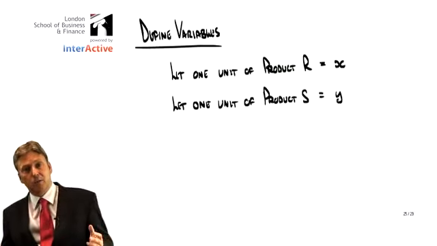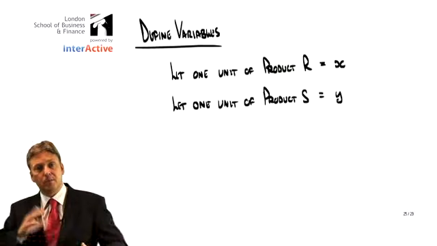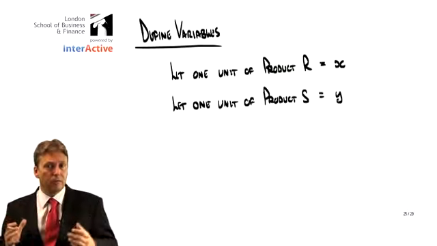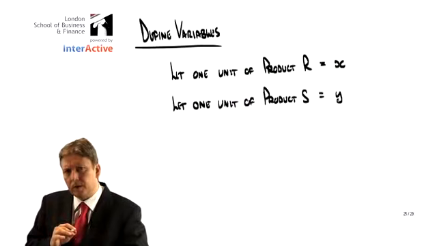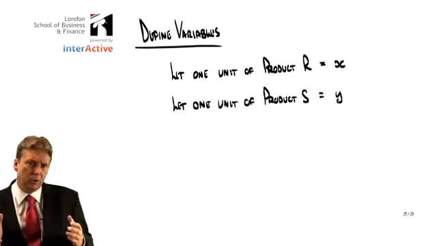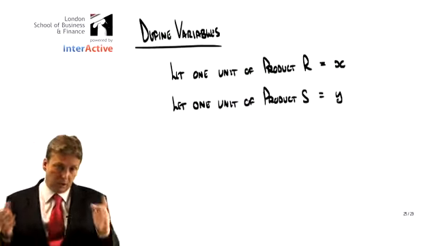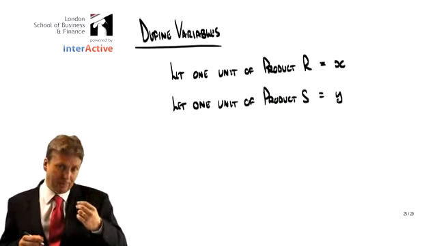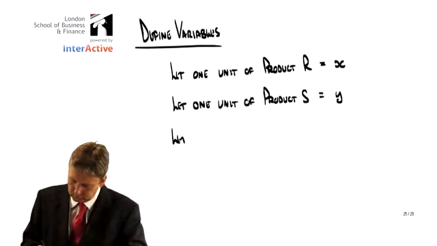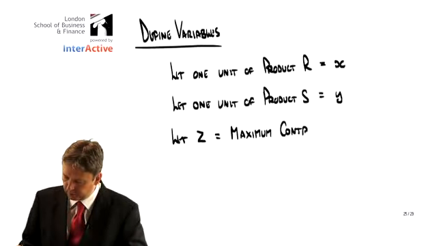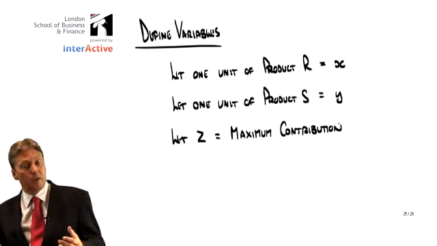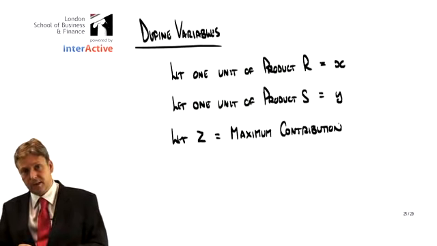It doesn't matter which way round you put them. If you put them the other way round, you will simply get a mirror image. It will still give you the same result. One other thing we may wish to define. We know that we're looking at contribution here. And given that we're looking at contribution, the only thing we have to focus on is our aim. Let Z equal maximum contribution. We could use any nomenclature whatsoever, but Z is quite commonly used in this case.